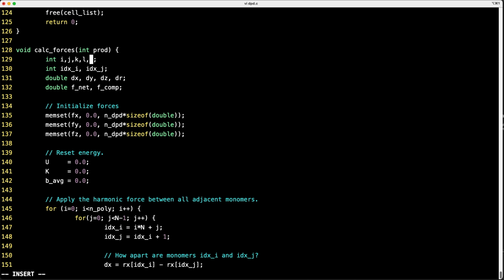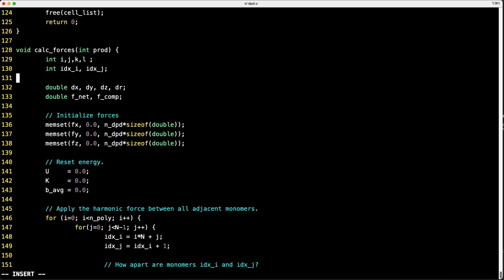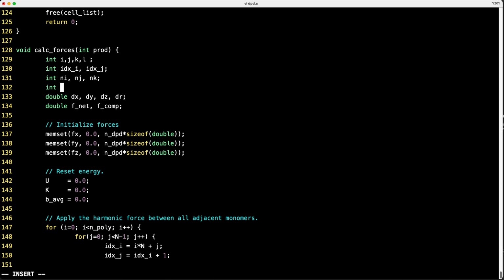And we have index I and index J, so that's good. We're going to need some indices that are going to denote which cell that we're looking at. So we're going to iterate through all the cells in the system and then look at all the neighbors. And so these indices will tell us what cell we're in. And so we're going to have to, of course, calculate the index of cell 0 and cell 1.